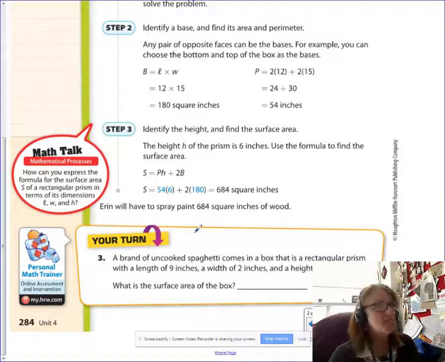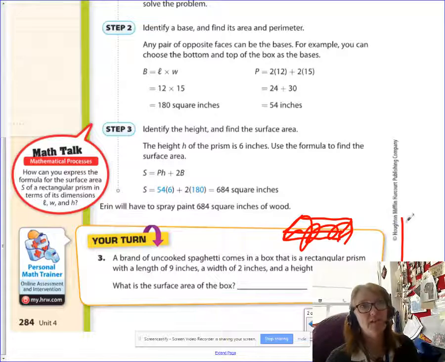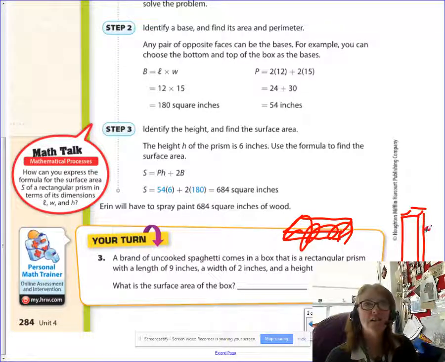Spaghetti comes in a box, and it's a rectangular prism. So you've got this rectangle and it's not very tall, if it's laying flat. Or maybe it'd be more accurate to look at it this way. It's spaghetti. It's tall and skinny, and it comes in a box that looks like this. Here's what it says. The long side is 9, and then the front side here is 2. So it's like 9 by 2, 9 by 2. And then it's 1.5 inches this way. What's the surface area?